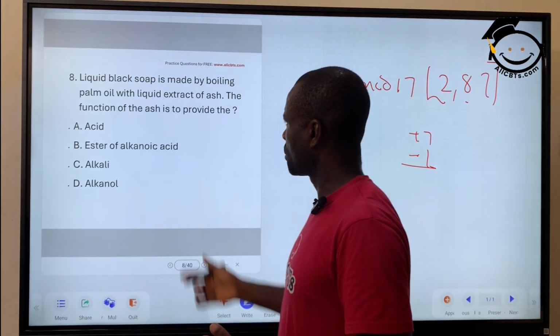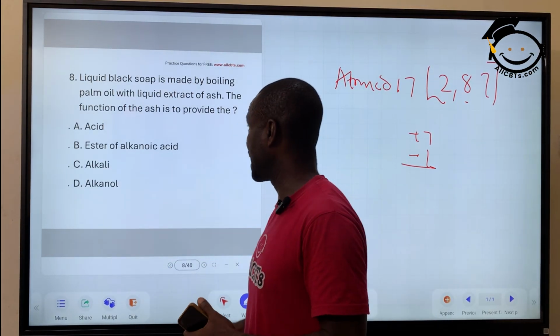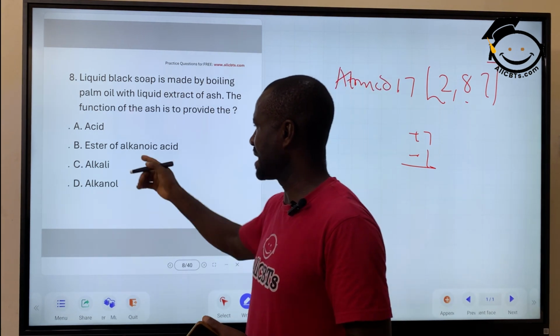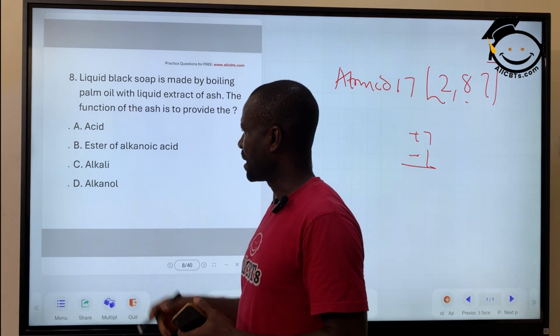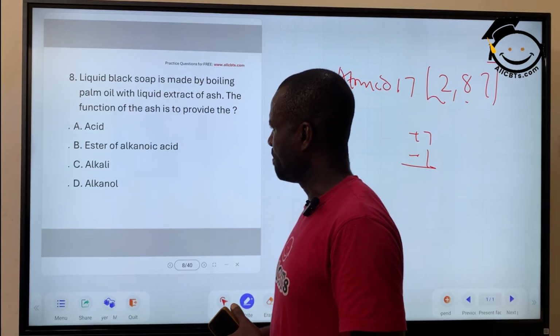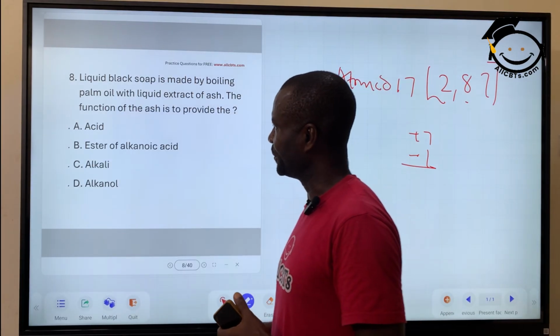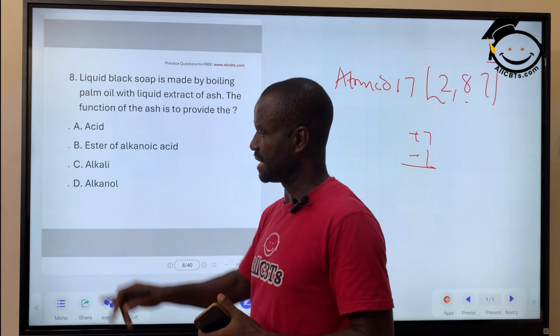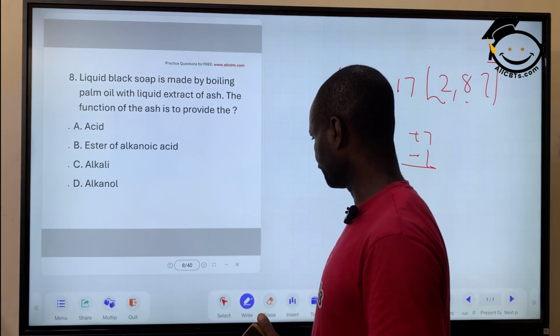soap making. So the function of the ash in that mixture is A, serve as an acid. B, esters of alkanoic acid. C, alkali. And the last one, alkanol. The ash content serves as an alkali. The correct answer is C.